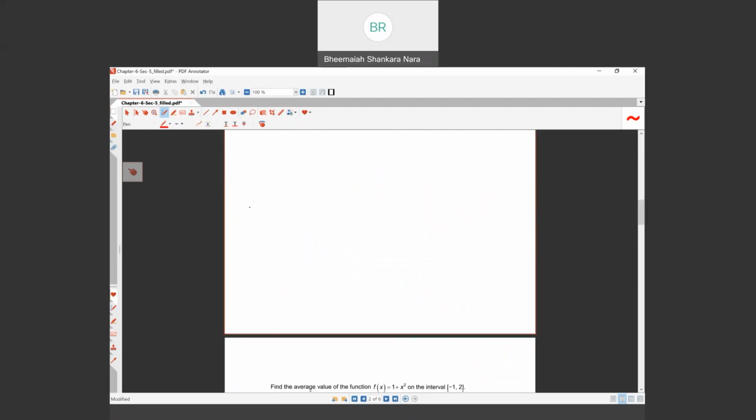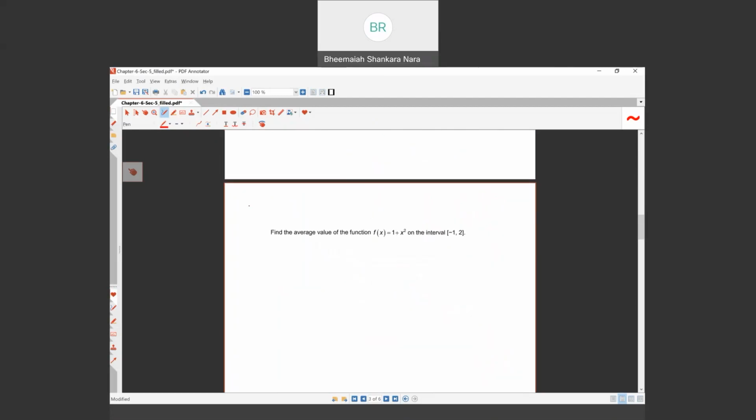Now, having derived this formula for average value of the function, let's calculate this average value for the given function. So let's write this as our example 1. Find the average value of the function on the interval -1, 2. So rewrite the extreme left point as a = -1, the right hand point as b, which is 2. Now write the average formula which we derived just now.